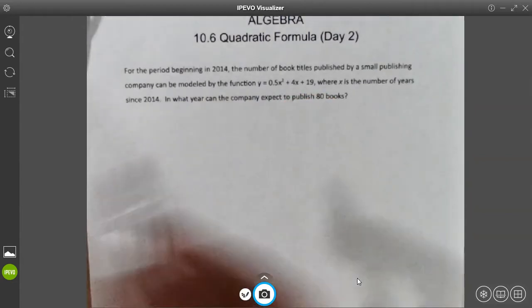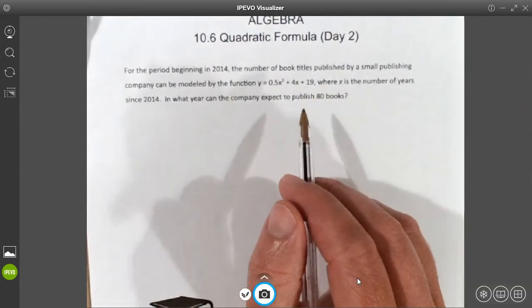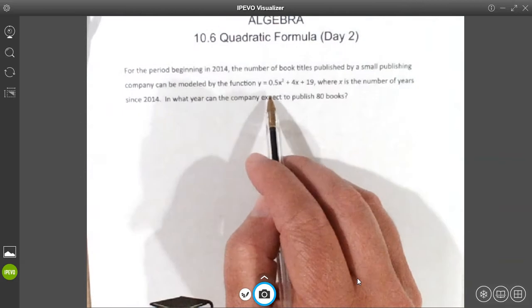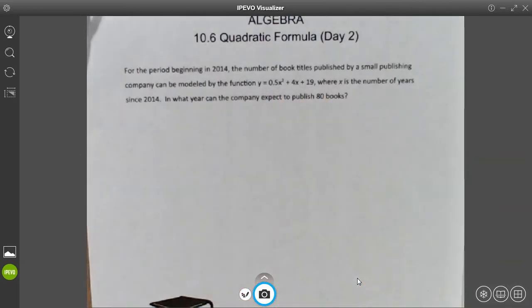So they have taken how many books this publishing company makes, and they say, hey, your data can be modeled by this equation: y equals 5/10 x squared plus 4x plus 19, where x is the number of years since 2014. In what year can the company expect to publish 80 books?